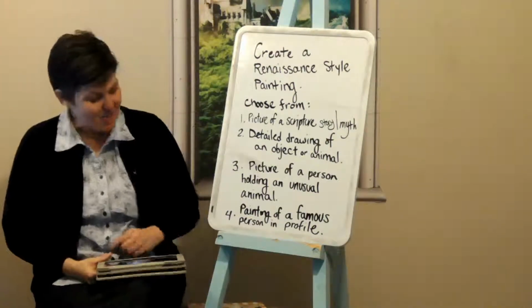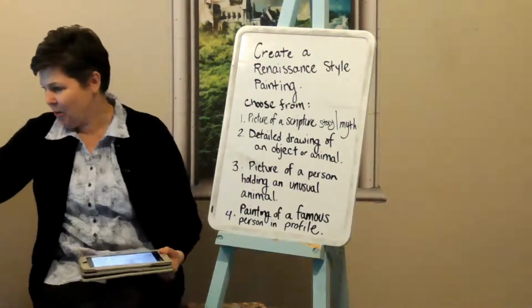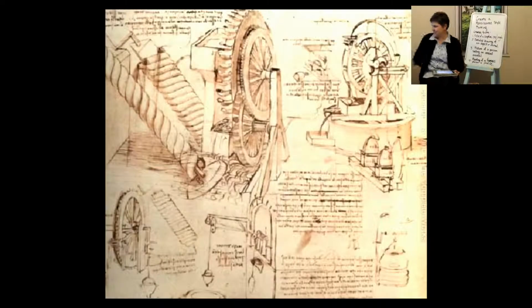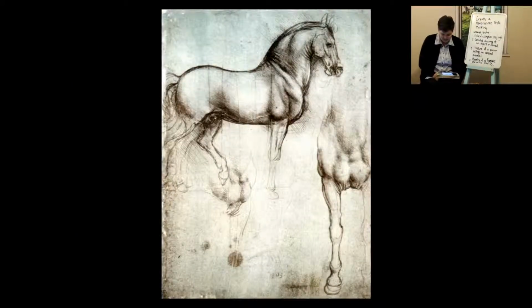This next one, number 2, is a detailed drawing of an object or an animal. And of course, this is inspired by Leonardo da Vinci. So if you'd like to draw a detailed drawing of a plane, a boat, a car, from the wheels on up, this is a great one for you. If you'd like to draw an animal, okay, studying an animal from different angles, their feet, their heads, things like that, this would be a fun one to work on.